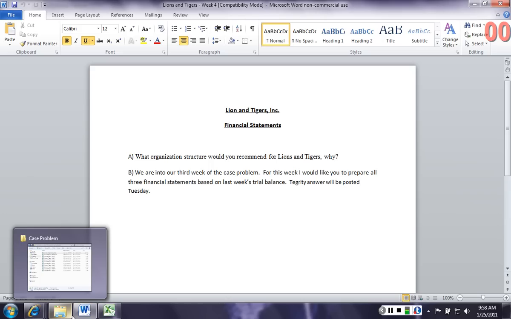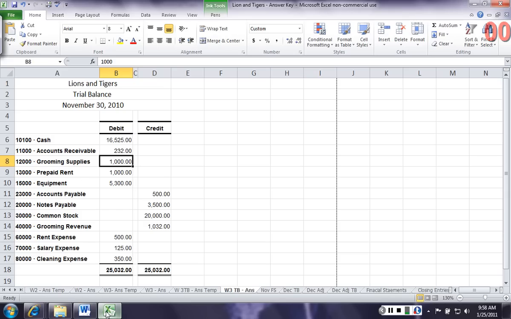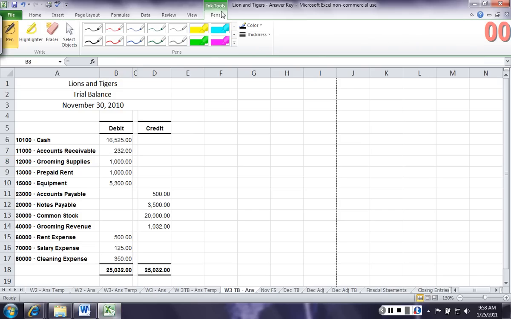And then 2, we are in the 3rd week of our case problem, and let's go ahead and do all 3 financial statements. So here's the trial balance from last week, and everything balances. So now we are going to take this information and we are going to copy it and compile it, I should say, in the financial statements.